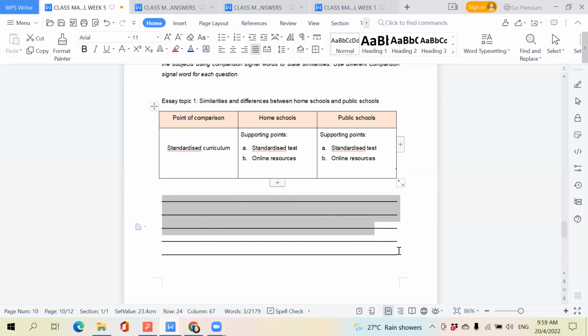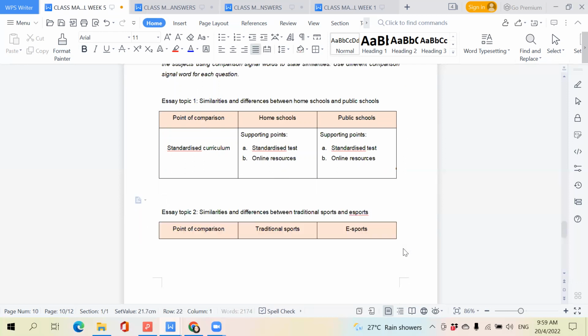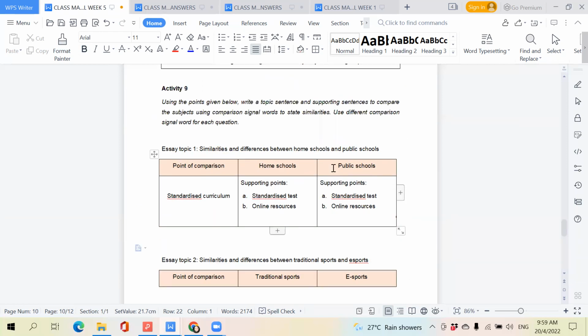So let's try the first one. This is very clear. You already have the point of comparison, you have the supporting points, you have the subject. So there's no reason for you not to be able to write this topic sentence. The task is to compare the subjects using comparison signal words. What are the subjects? Home schools and public schools. So this is 2.